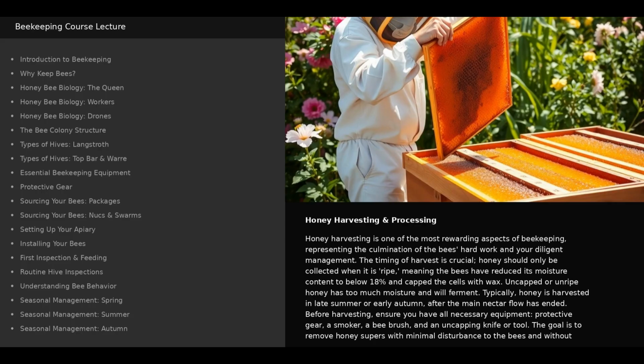Typically, honey is harvested in late summer or early autumn after the main nectar flow has ended. Before harvesting, ensure you have all necessary equipment: protective gear, a smoker, a bee brush, and an uncapping knife or tool. The goal is to remove honey supers with minimal disturbance to the bees and without damaging the comb. Techniques for removing bees from supers include using bee escapes, fume boards, or simply brushing them off the frames. Always leave enough honey for the bees to survive winter. Never take all their stores.